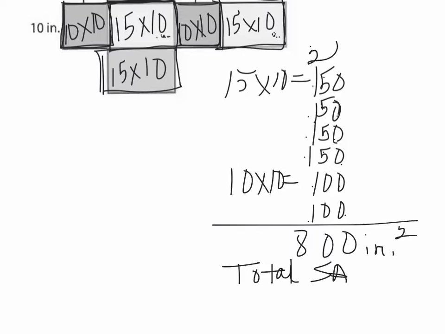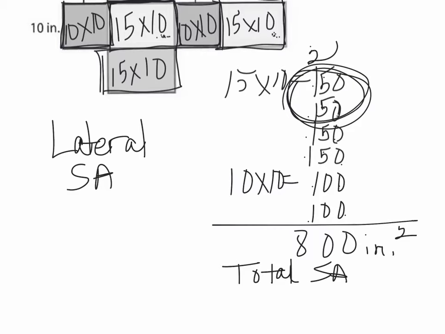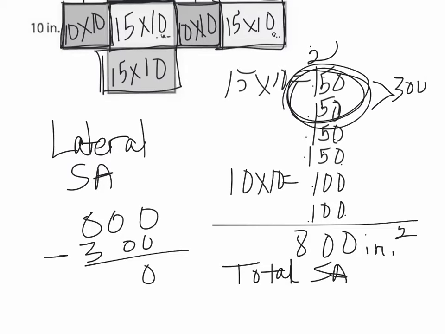Now, if we were only going to find the lateral surface area, we would remove the top and the bottom. The top and the bottom were the ones in the lightest gray, which would include 2 of the 150s. So 800 minus 150 plus 150, which is 300, equals 500. The lateral surface area of this rectangular prism is 500 inches squared, and the total surface area is 800 inches squared.